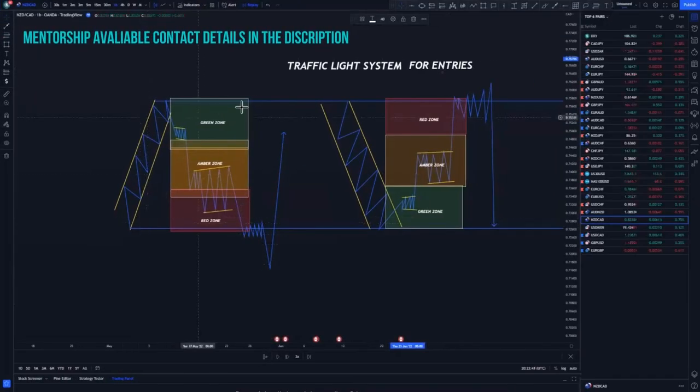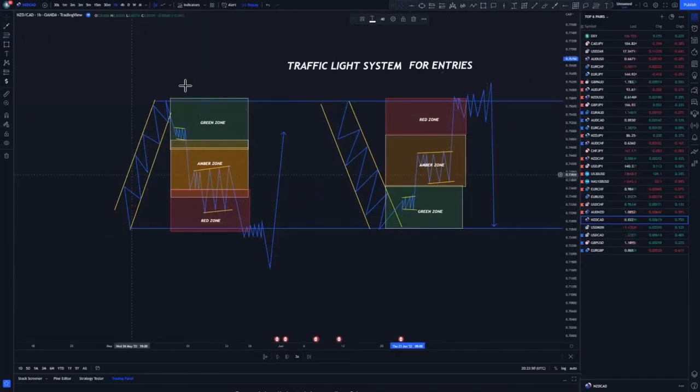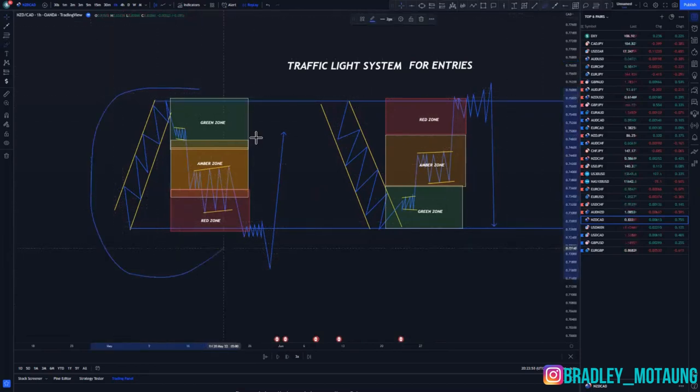So firstly we have two diagrams here to illustrate the traffic light system, and then we have an ascending channel here, a reversal pattern to push to the downside. So firstly let me tell you what a traffic light system is.